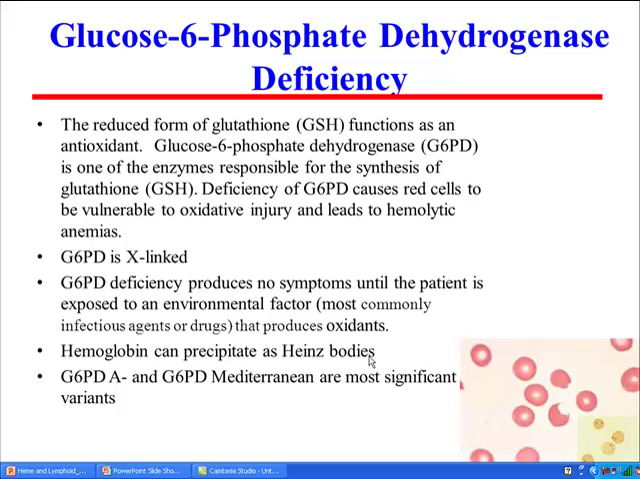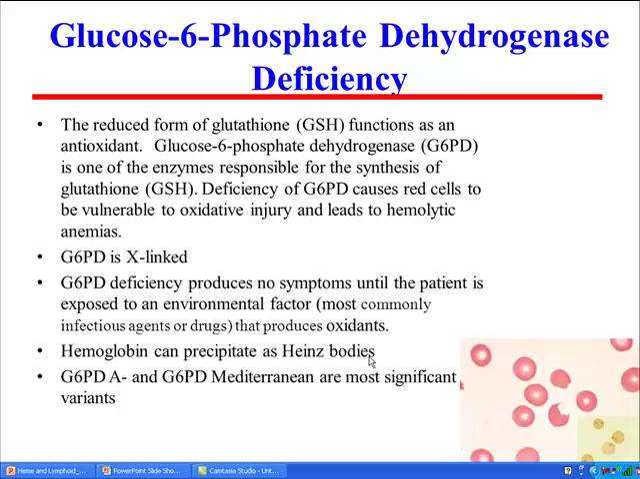Okay, so red blood cells are constantly being exposed to both endogenous and exogenous oxidants, and normally they're usually inactivated by reduced glutathione or GSH, but in this disorder here, what happens is one of the enzymes that is responsible for the synthesis of glutathione, glucose 6-phosphate dehydrogenase, or G6PD, is deficient. And so the deficiency of this enzyme will cause the red cells to be more vulnerable to oxidative stress, and this will cause destruction of the red blood cells and cause anemia.